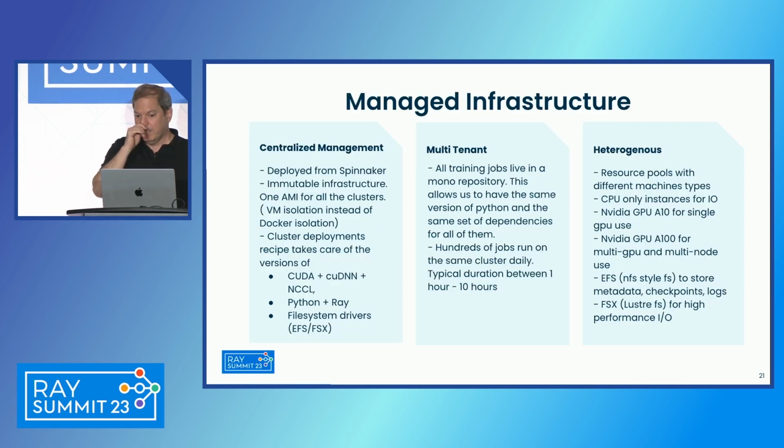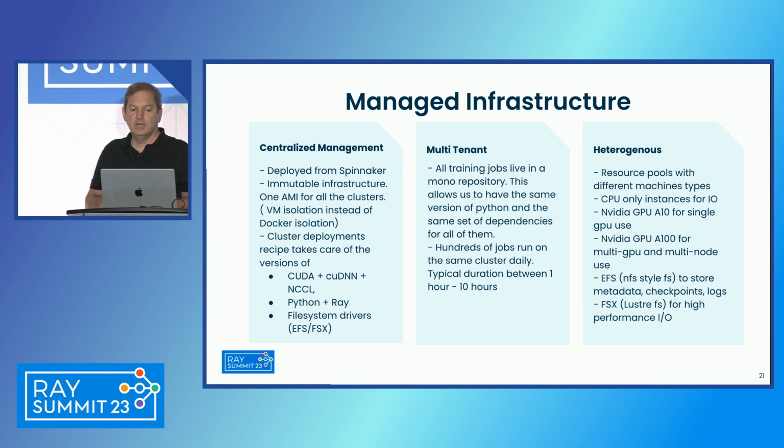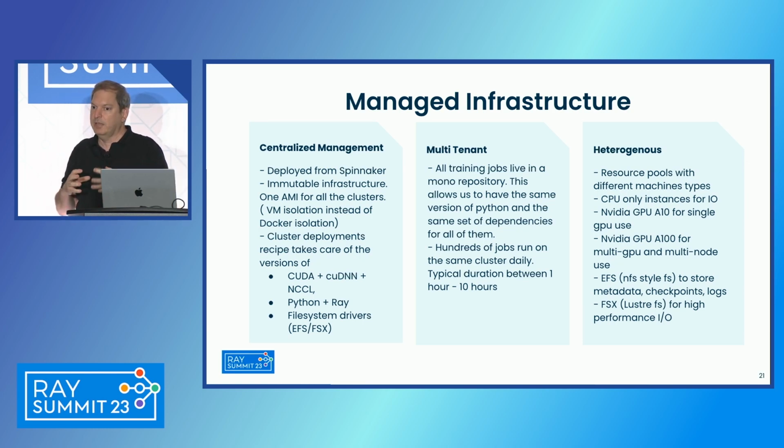We have a managed infrastructure, correct? So we have a centralized place where we deploy the clusters, and we use an application called Spinnaker, which is open source. And this is the central point where we deploy all applications at Netflix. We use an immutable infrastructure. That means we bake AMIs, and we deploy complete machines already immutable. We use virtual machine isolation instead of Docker or container isolation.